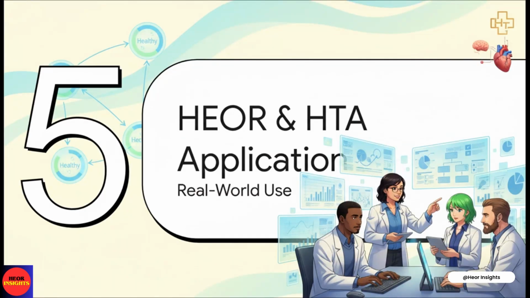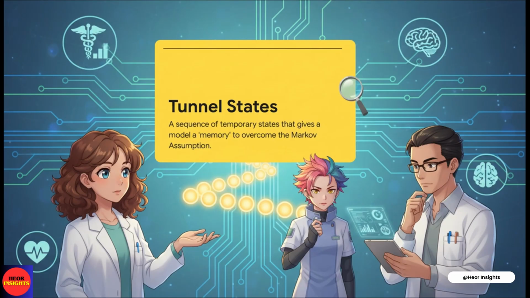Okay, for our final section, let's connect all this theory to the real world. How do we use these models for things like submissions to health technology assessment, or HTA, bodies, and how do we address their built-in limitations? Remember that big memorylessness problem we talked about earlier? Well, modelers have a really clever technique to work around it called tunnel states.